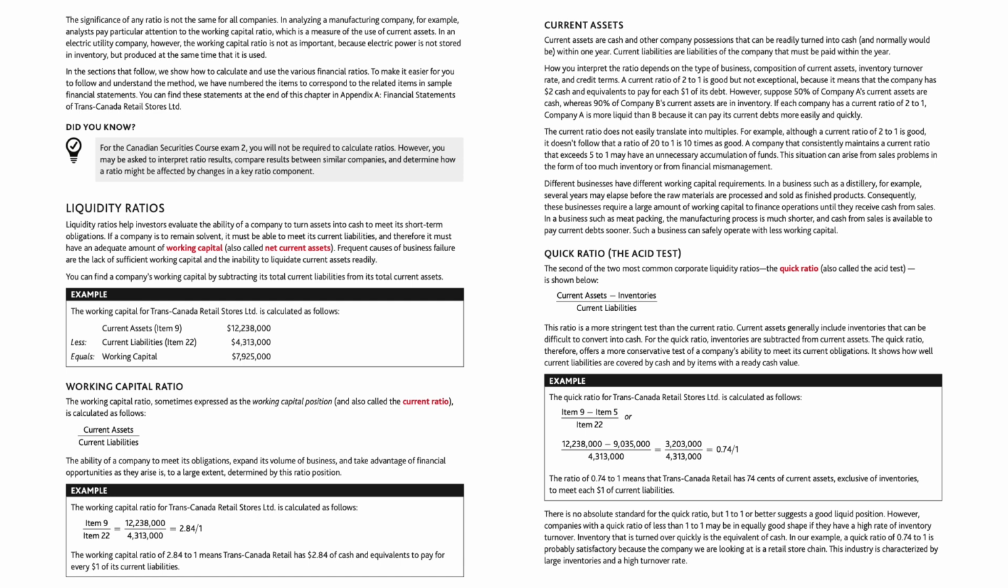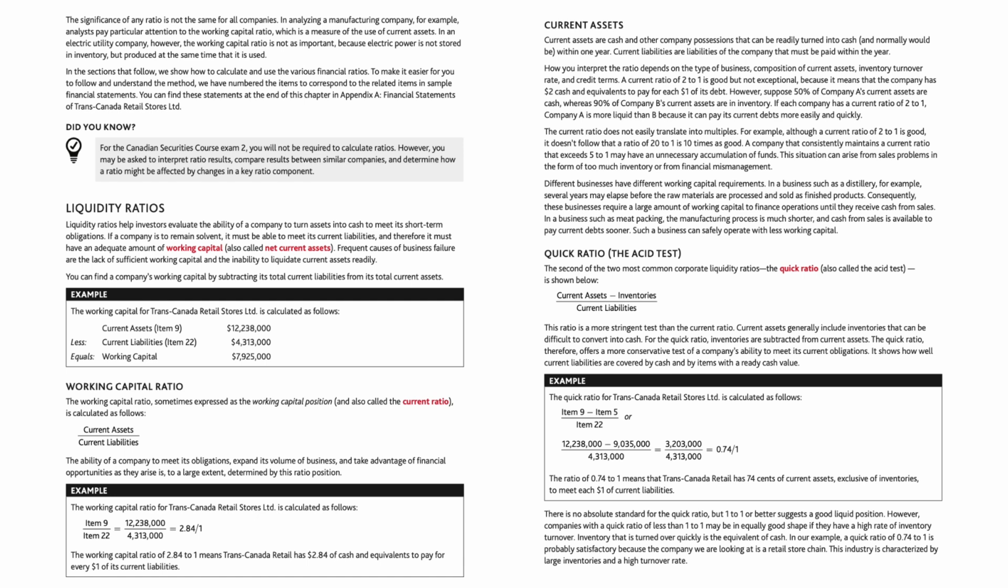Current assets generally include inventories that can be difficult to convert into cash. For the quick ratio, inventories are subtracted from current assets. The quick ratio, therefore, offers a more conservative test of a company's ability to meet its current obligations. It shows how well current liabilities are covered by cash and by items with a ready cash value.